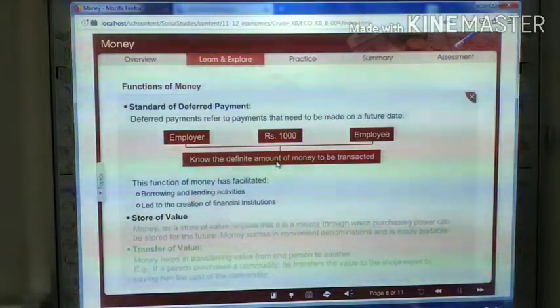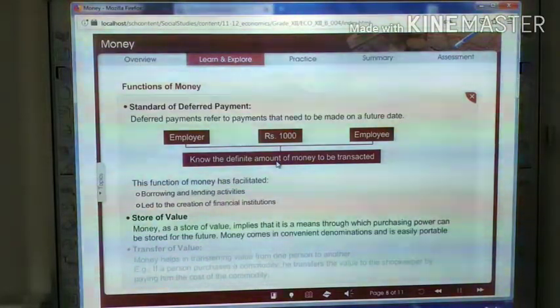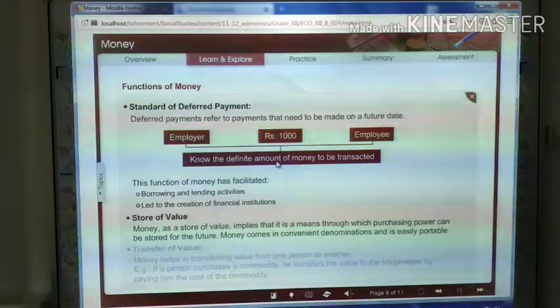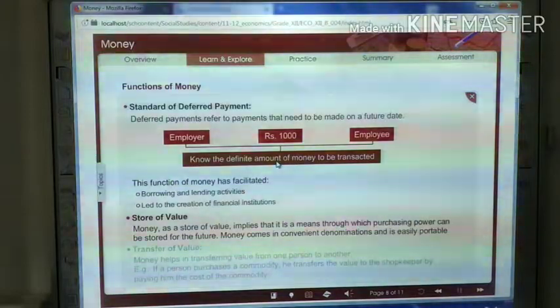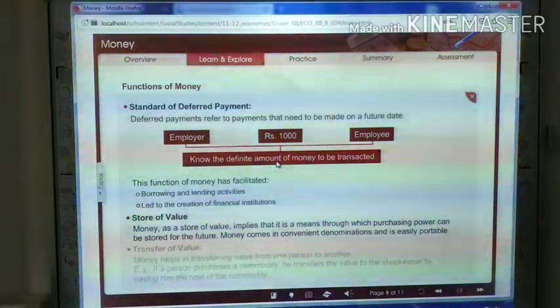Store of value. Money as a store of value implies that it is a means through which purchasing power can be stored for the future. One can hold one's earning until the time one wants to spend it. Money comes in convenient denominations and is easily portable.